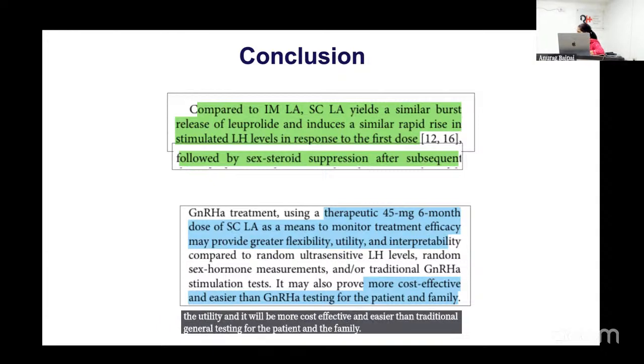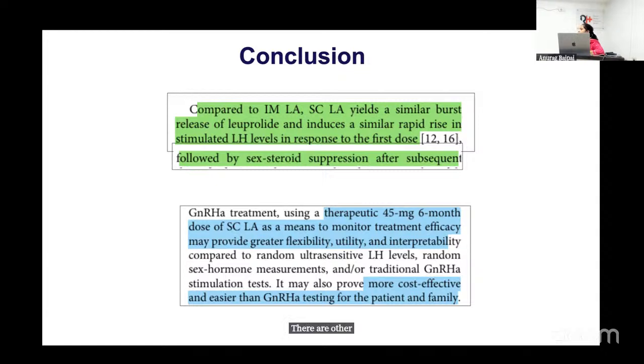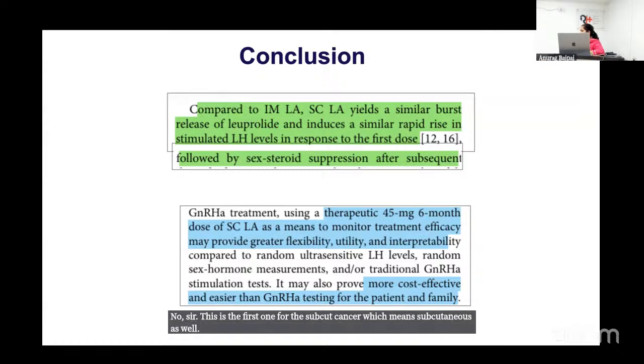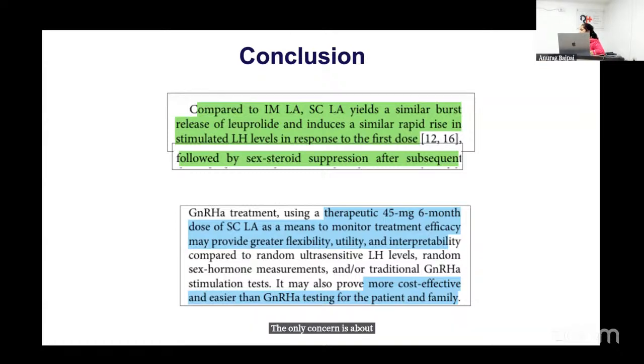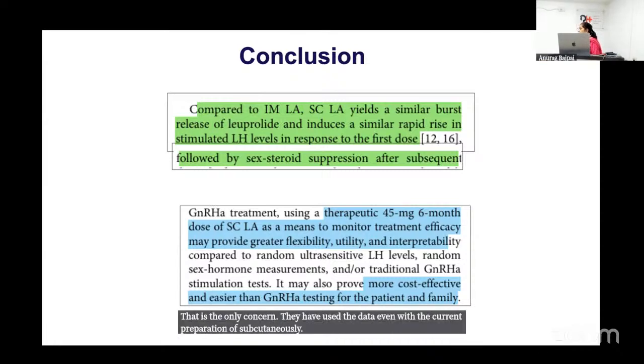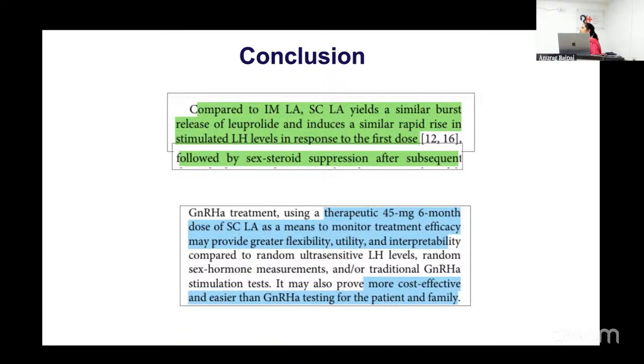Are there other studies about subcutaneous leuprolide use earlier? No sir, this is the first one for subcutaneous. Centers use subcutaneous as well. The only concern with subcutaneous is that the volume may be a bit more. But many people, even with the current preparation, use it subcutaneously, because they say a steroid abscess is less likely.